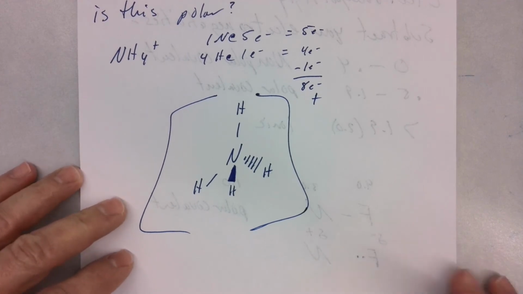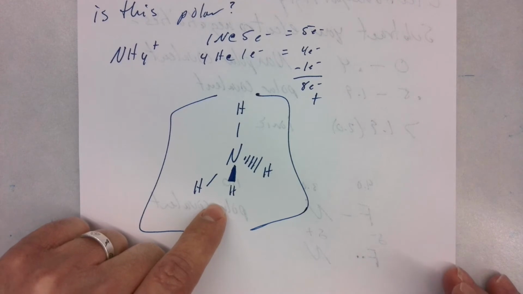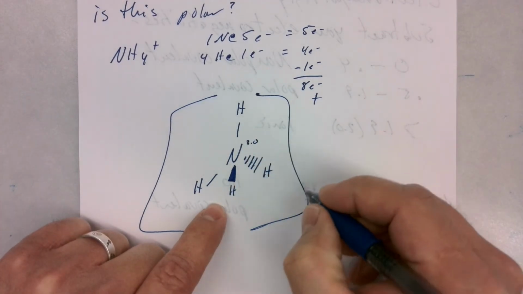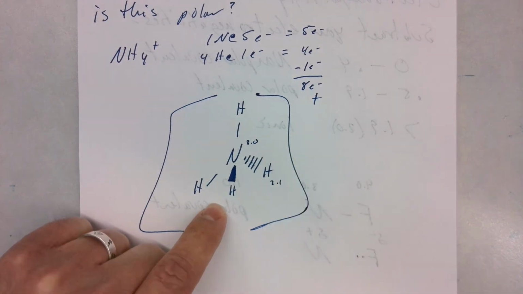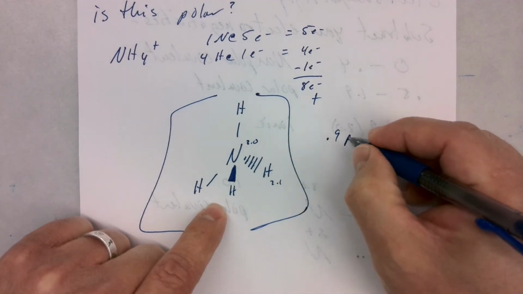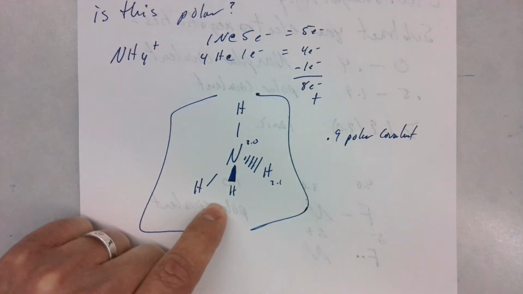Yeah. Now, I'm going to look at my electronegativity numbers. N is a 3.0. H is a 2.1, which puts them at what? 0.9, which means they are polar covalent. Do we all follow that much?